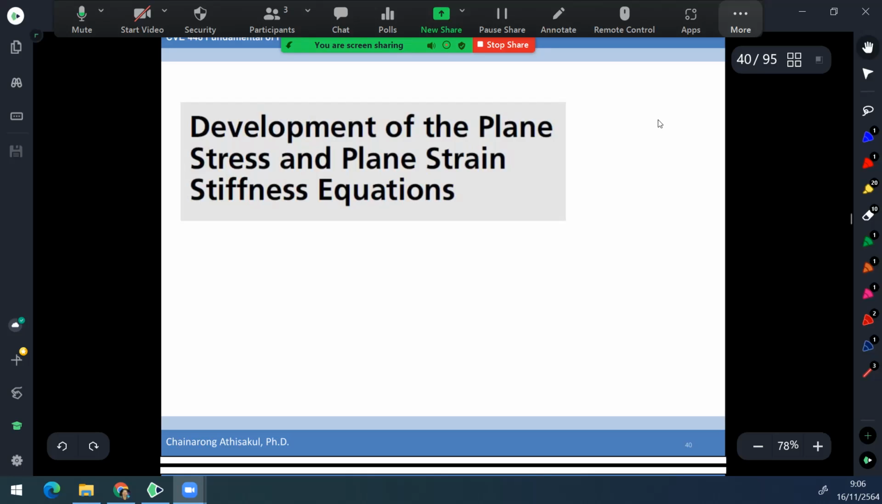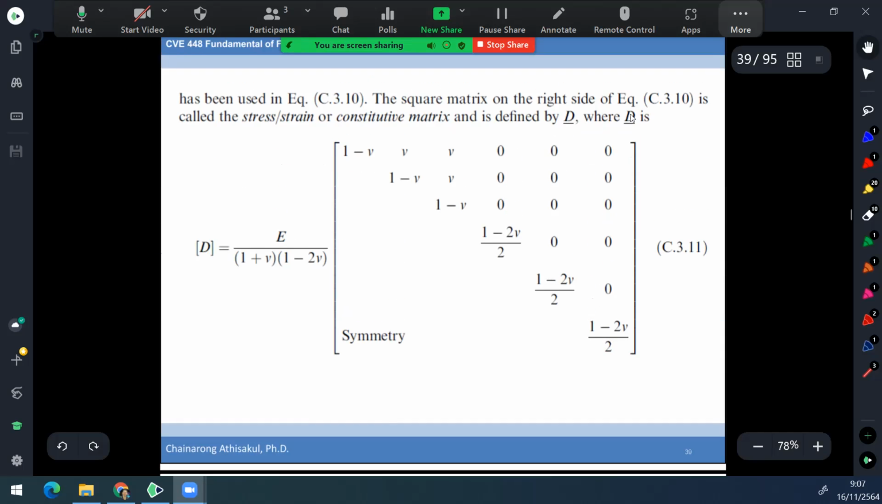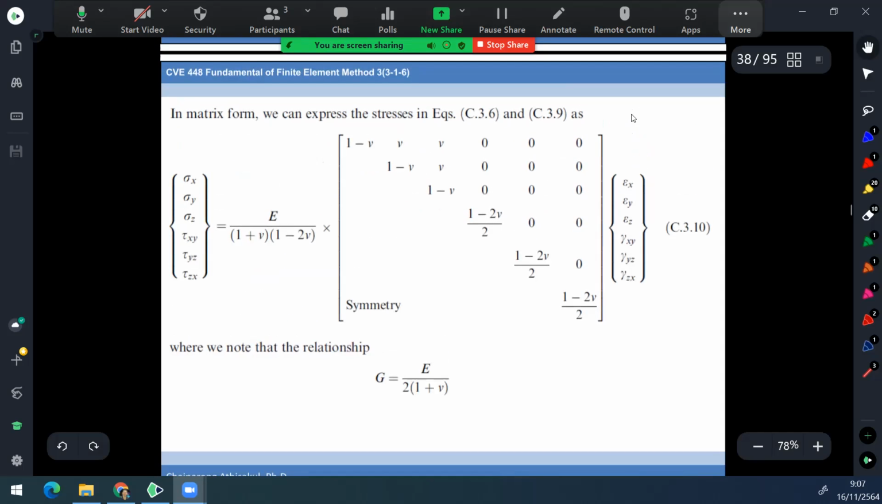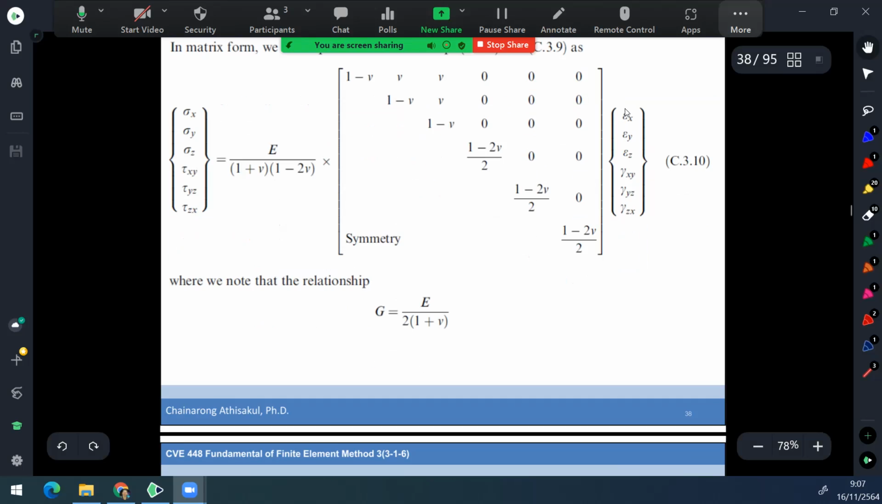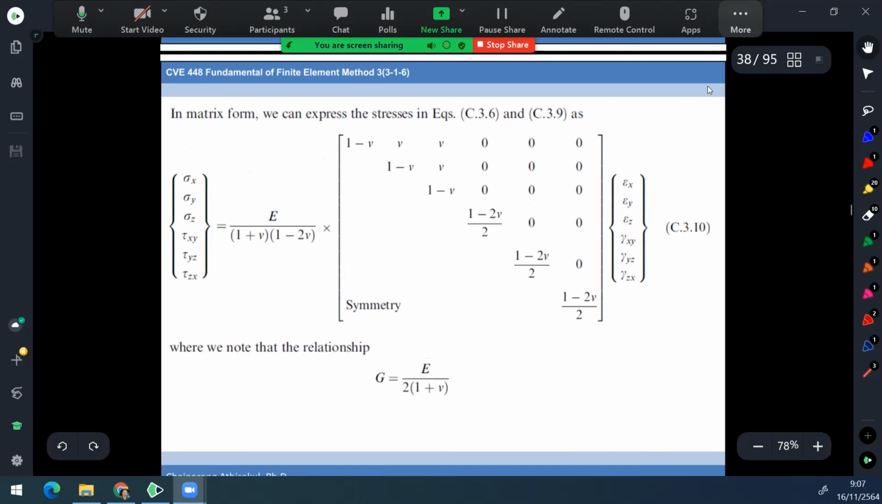Okay, today we are going to develop the plane stress and plane strain stiffness equation. For today we will limit ourselves to the constant strain triangle type. We have to start with the theory of elasticity that we have learned.